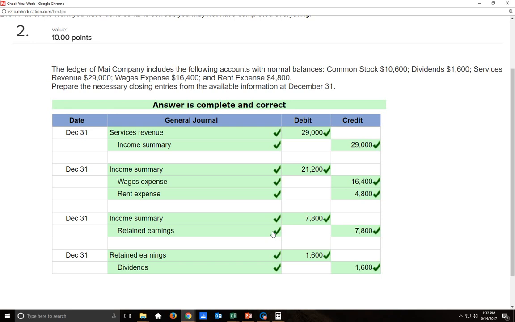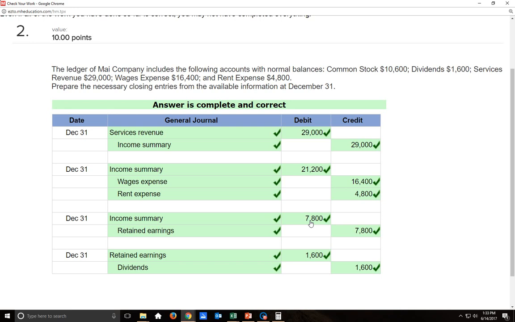Then we have to close that income summary, and since there was a $29,000 credited income summary and a $21,200 debited income summary, we would have had more on the credit side, $7,800 left on the credit side. To get that credit of $7,800 to go away, we had to have debited income summary for $7,800 and zero that out as well. This leads us to realize now that income summary, like revenues, expenses, and dividends, is also a temporary or nominal account. And we move that balance into retained earnings.